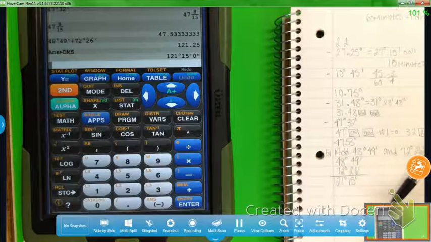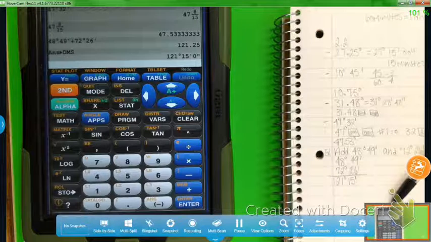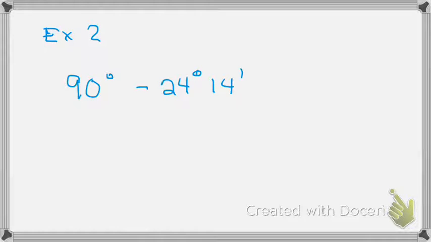Everybody okay with example 1? Does that make sense? Okay, so example 2 in your book is very similar. It's just subtraction. So example 2, on the same page, wants you to take 90 degrees minus 24 degrees and 14 minutes. And so you're going to type it in just like that, just like it looks.